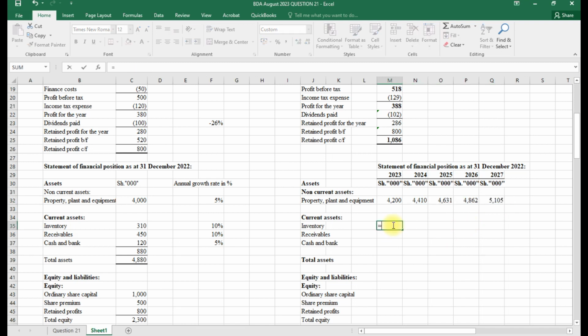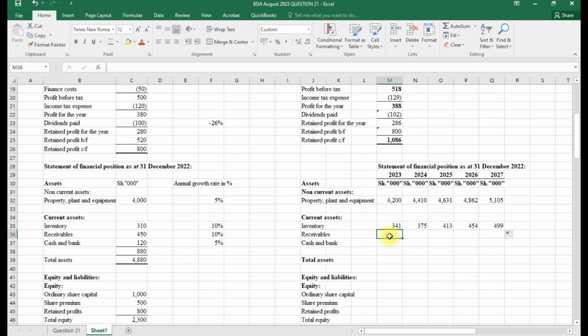We come to inventory, growing at 10%. So 1 plus 10%, fully lock that, and the second year will be the first year. We multiply by 1 plus 10%, fully lock that, enter. It will auto drag that, and you can do downwards, there's no problem.